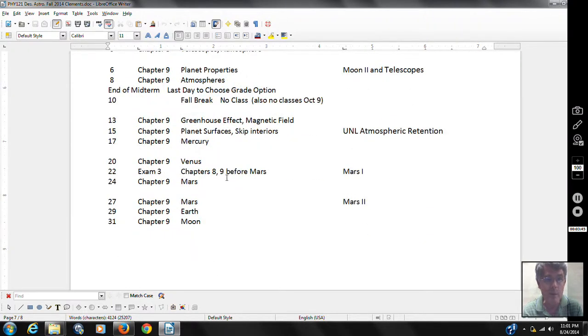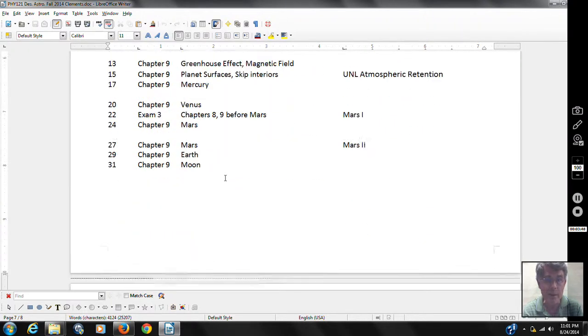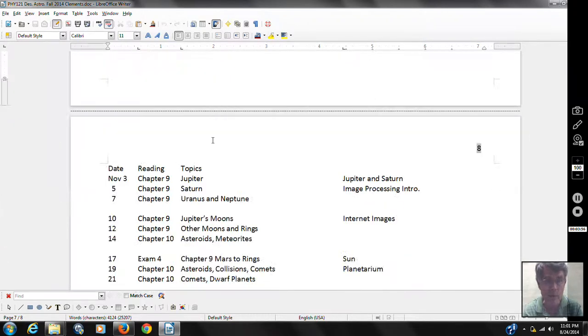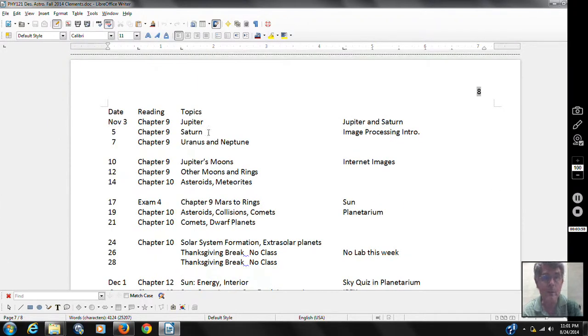Exam 3, October 22nd, move into the Mars, after Mercury and Venus, Mars, talk a little about Earth and Moon. We'll be comparing these planets and contrasting them. And then Jupiter and Saturn, Uranus and Neptune, the outer planets, gas giant planets. The moons of Jupiter are especially interesting. There are moons, natural satellites around other planets as well. And of course, Saturn's rings, very famous.